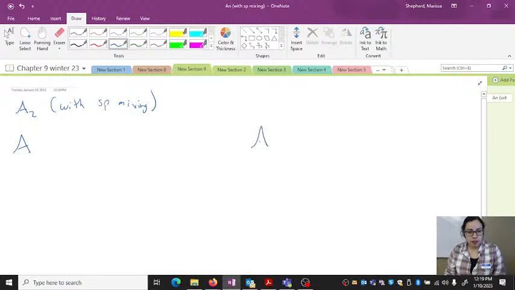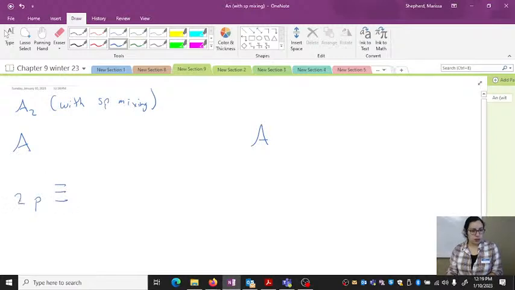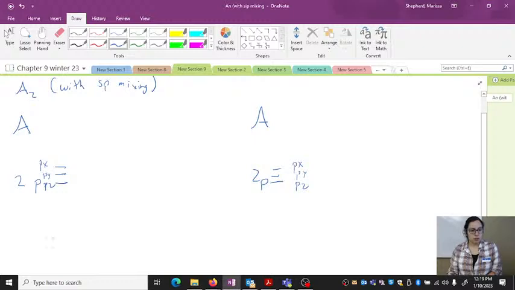So let's just start. Our 2p x, y, and z orbitals, and of course our 2s. Again, we're not looking at the 1s since it's a core orbital. And so now I'll draw my z orbitals.